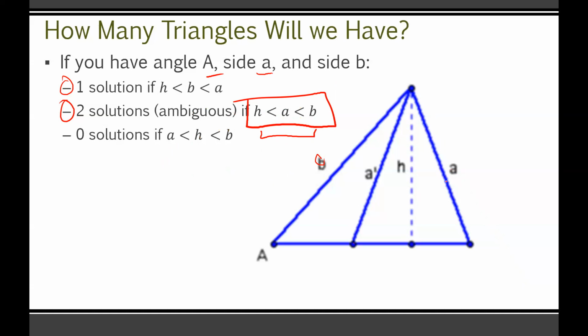And just to visualize that, I'll go extreme. Imagine side A was only like this long. Well, if side A was only this long, it's not even going to reach back down to this other side down here, right? It's going to be too short. So you're not even going to have a triangle at all. If your side A isn't even as big as the height of your triangle, you don't have a triangle. It doesn't make any sense, right?